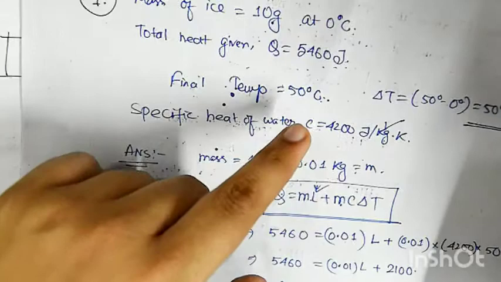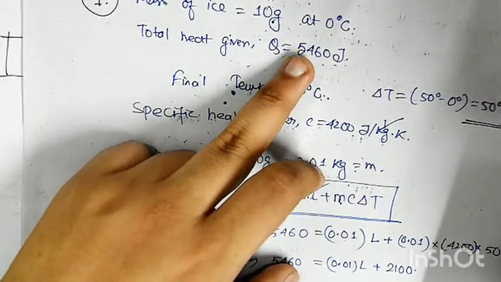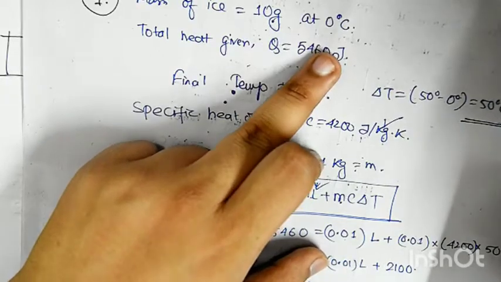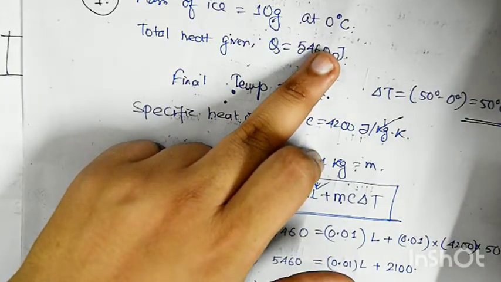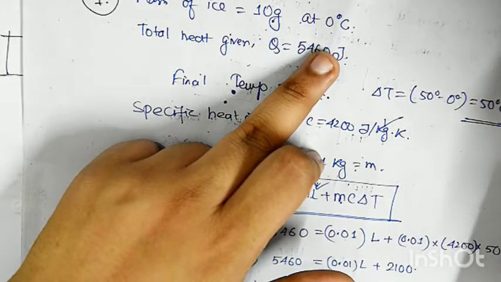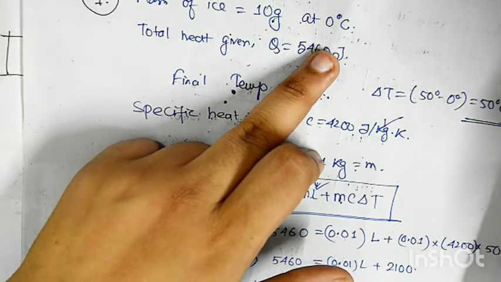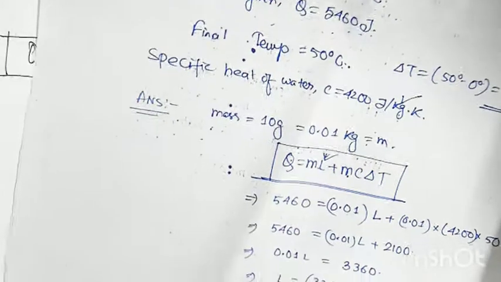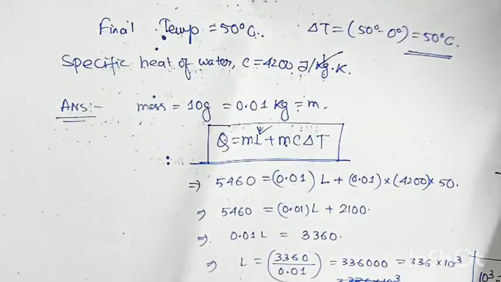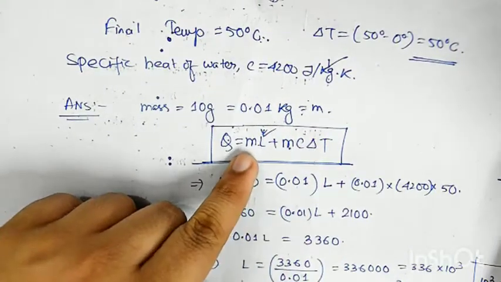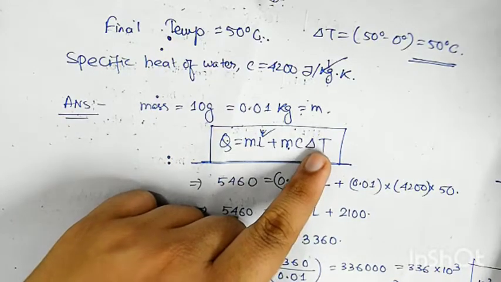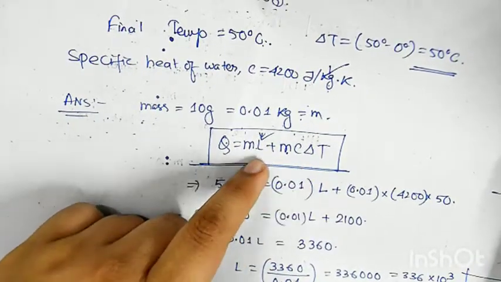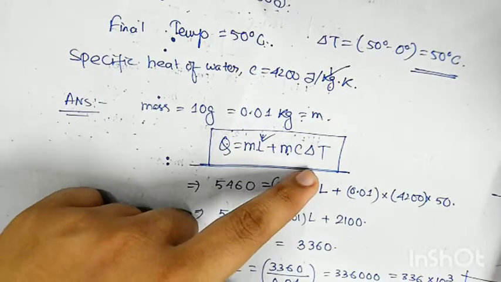And what is the case happening? Now, first of all, the 10 gram of ice at 0 degree centigrade will first convert to water of 0 degree centigrade, and in the further stage, that 0 degree centigrade water will be heated up to 50 degree centigrade. So we are having a 2-stage thing. First phase change, then temperature change. So we will use the third formula, ml plus mc delta T, for the phase change portion and for the temperature change portion.